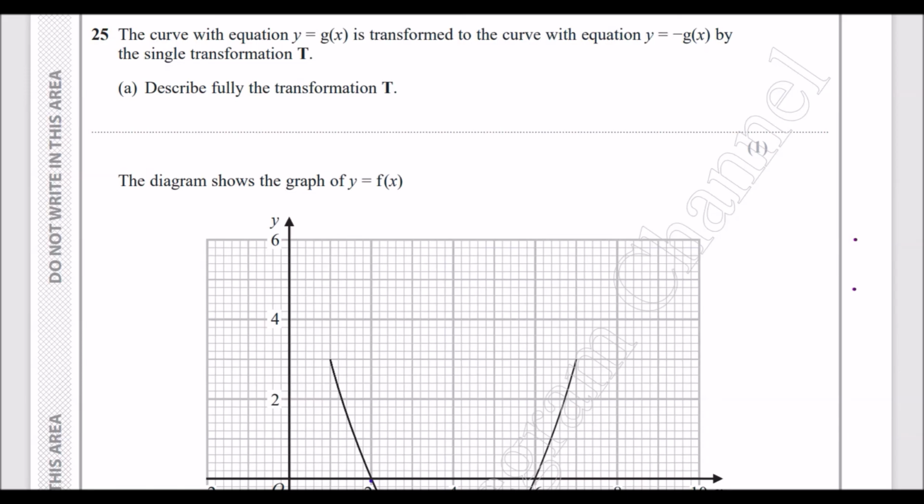Now, the curve of equation y equals g(x) is transformed to the curve of equation y equals minus g(x). So g(x) and minus g(x). All that's happened, guys, is that all the y coordinates have flipped and become negative. I think the best way to understand this is to think of a graph like that. If it was a U-shaped graph like that, with the axis here, all the y coordinates have now flipped. So this point here is now going to be reflected to this side. It's going to look like that. So every point gets flipped. To describe the transformation of this shape, it's actually a reflection.